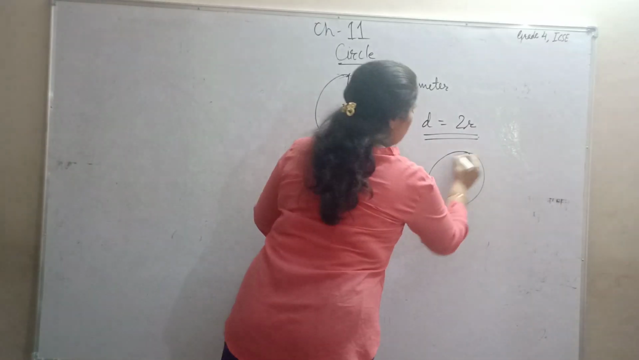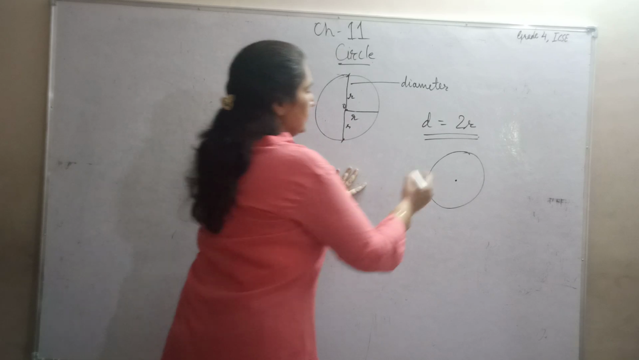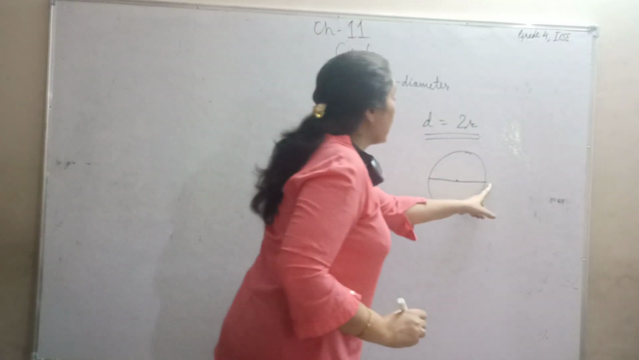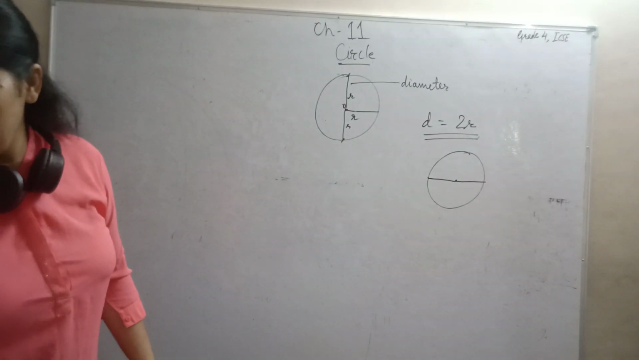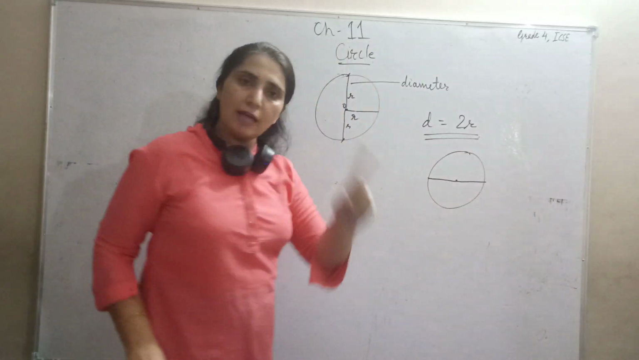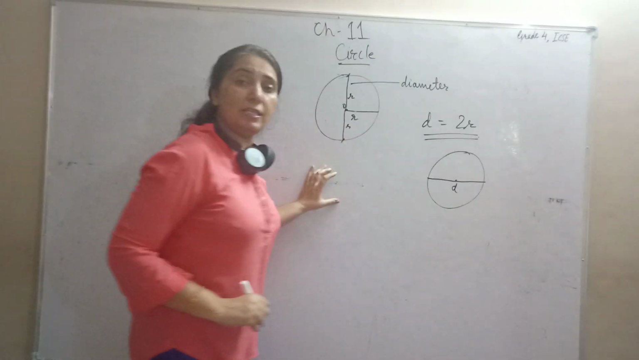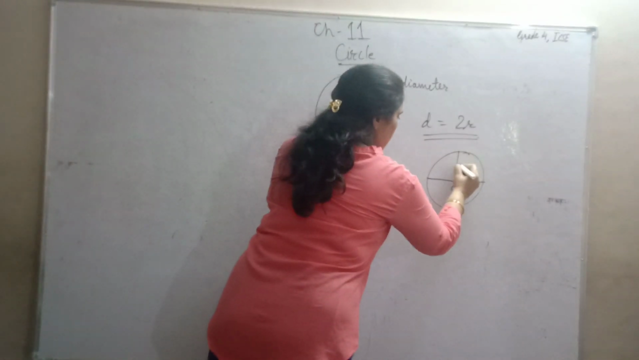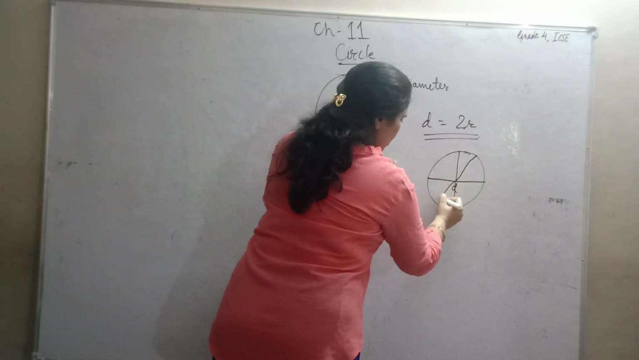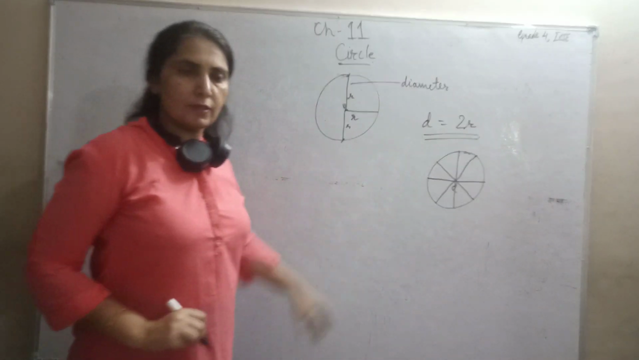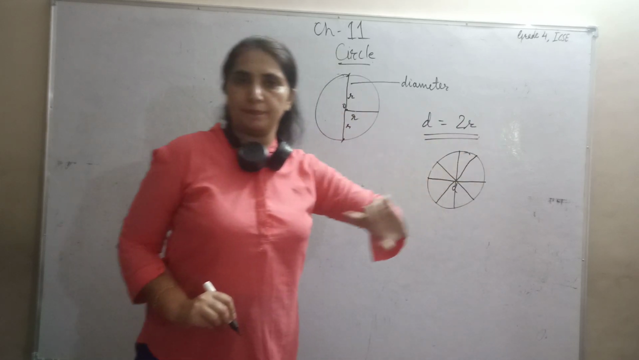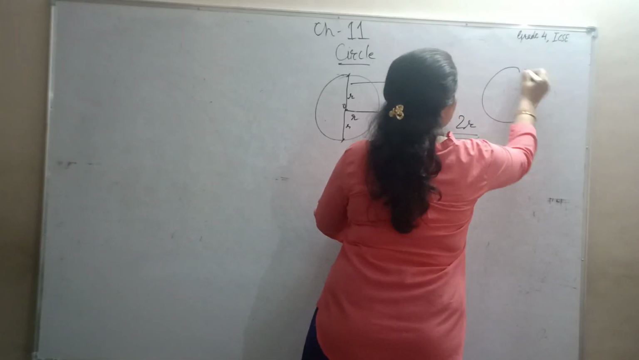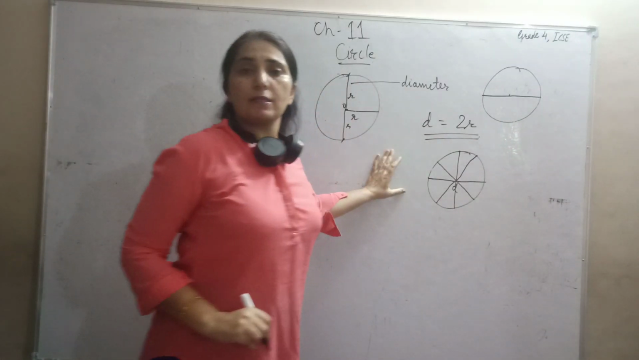If I draw a circle, this is the center. A line passes through the center of the circle and its end points lie on the circle. That line is called diameter of the circle and it is denoted as D. In a circle, we can draw as many diameters as we want. See, this is also diameter. This is also diameter. Again diameter. Half of the diameter is radius. Length of all the diameters and all the radius is same. Our diameter divides the circle into two equal parts.